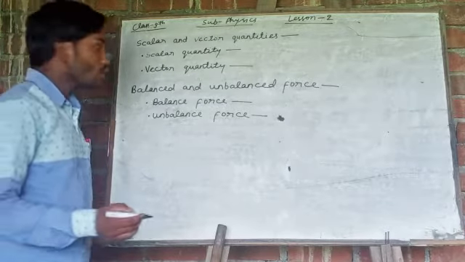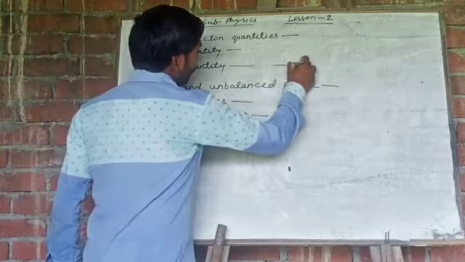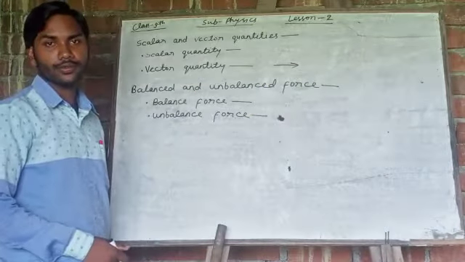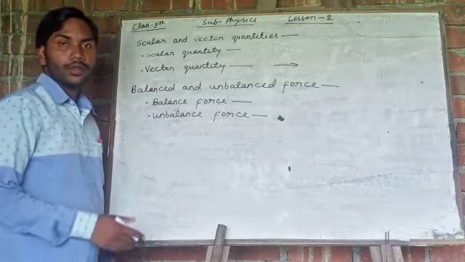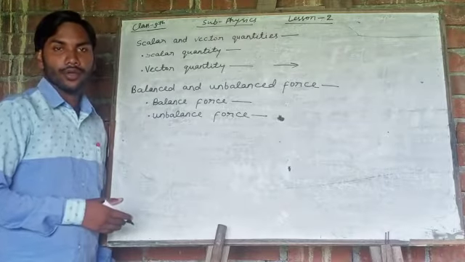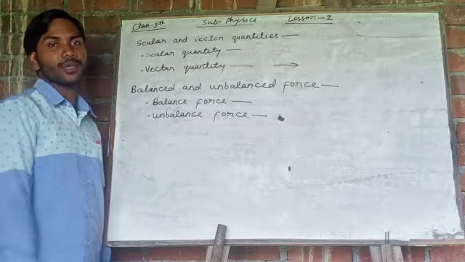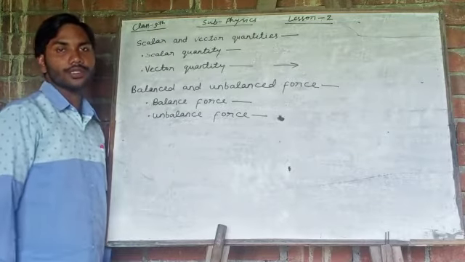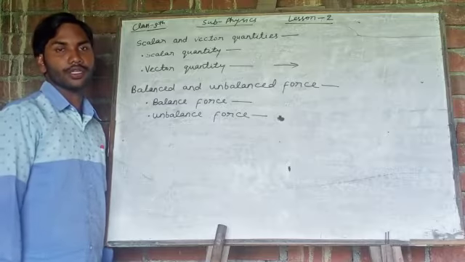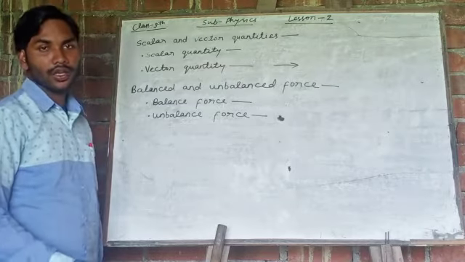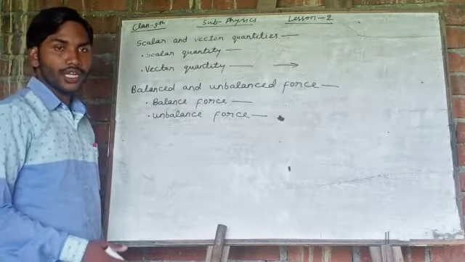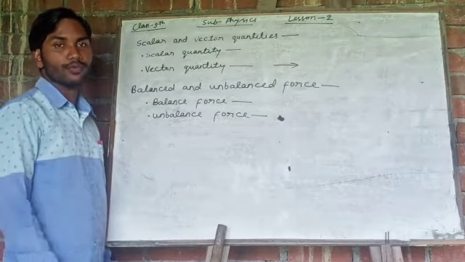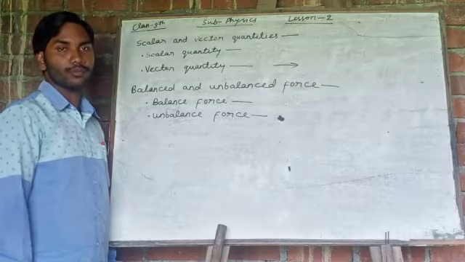The arrow, this type of arrow, show the direction of vector. Acceleration, velocity, displacement, all these are the examples of vector quantity. To represent velocity, we need to know the direction also. So this type of quantity is known as vector quantity.